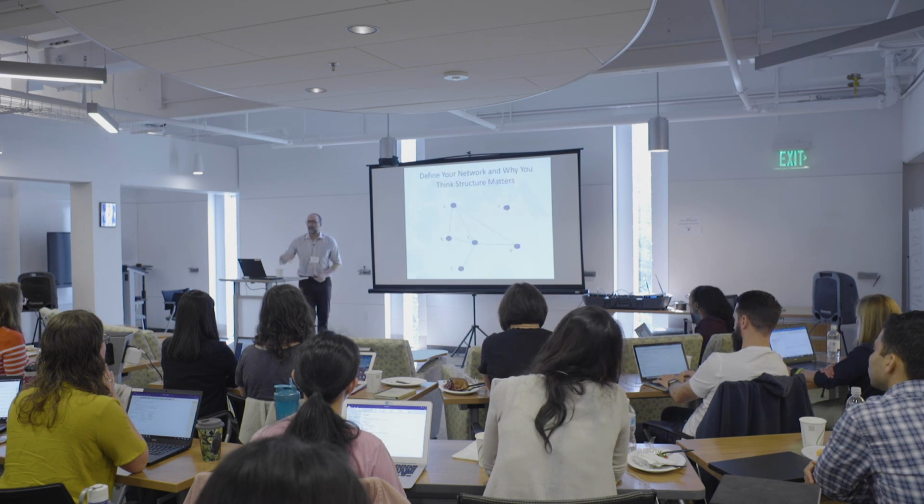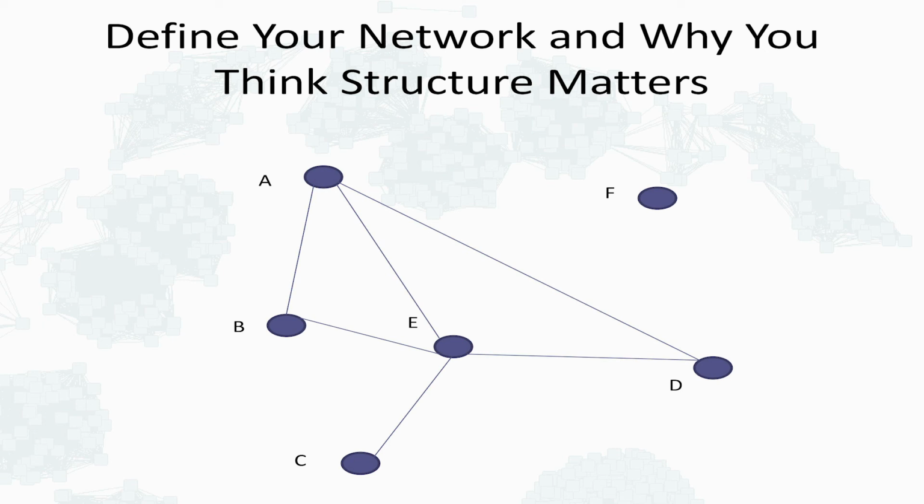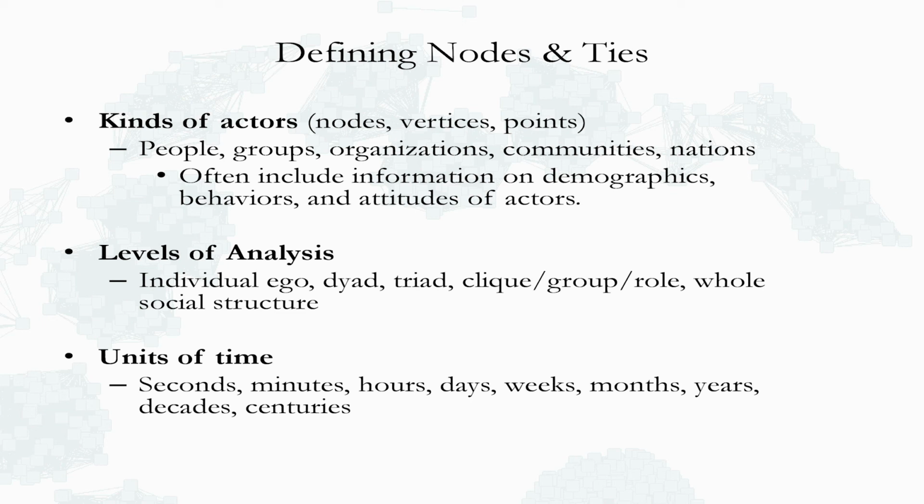So you have to think about, from the very get-go, what is the node? What is the tie? You'll get much more of this, but off the bat, that's going to make the biggest impact. Are you interested in individuals, groups, organizations, communities, nations? You can collect data at all of these different levels. The ego, dyad, triad, cliques, try to get a whole structure.